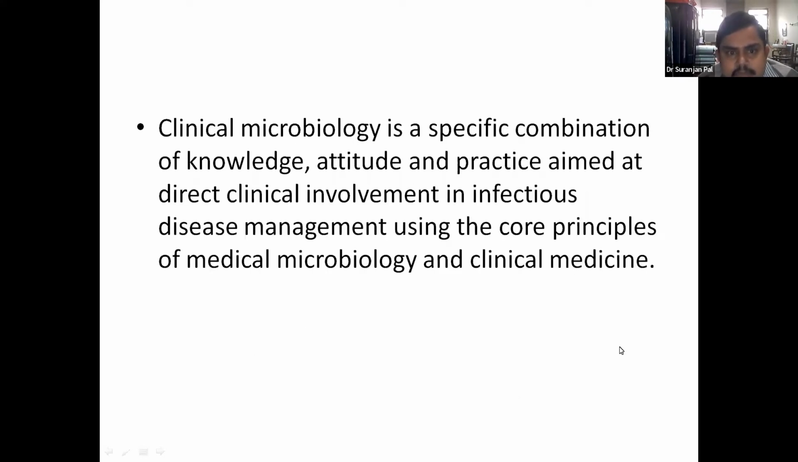Clinical microbiology, to define, is a specific combination of knowledge, attitude, and practice aimed at direct clinical involvement in infectious disease management using the core principles of medical microbiology and clinical medicine. So what we learn in microbiology in the confines of the lab, we have to take part in clinical decision making by involving ourselves in the clinical or treatment aspect.